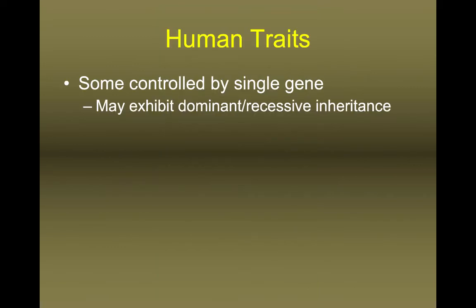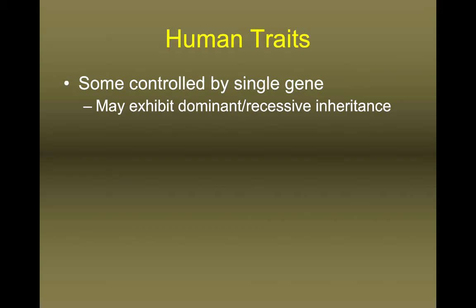Now, of course, the natural tendency here is to think about how this might apply to us as humans. And we might start thinking about how maybe siblings or parents or grandparents have certain traits and how those traits might be passed on to offspring. It turns out that there really aren't a ton of human traits that are quite as simple as what I've been showing you so far. There are some that are controlled by a single gene and that follow a simple dominant recessive relationship.